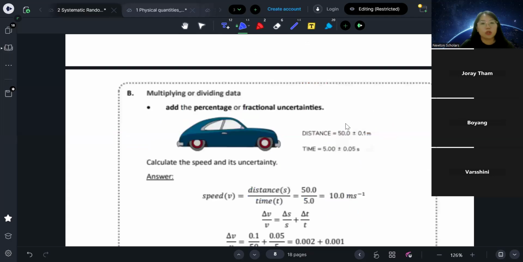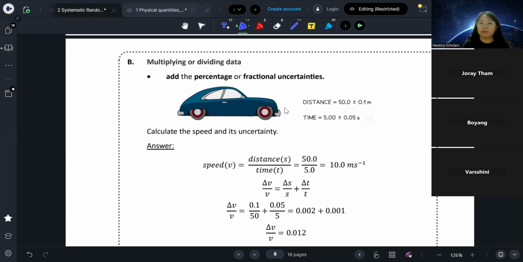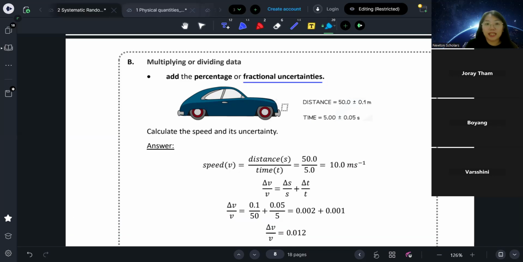Okay, next. Just now is the data we minus or we plus together, okay? But how about if the one is times or divide? For example, speed. Speed is distance divided by time. Then teacher, how we solve this? A little bit different. Right now, it's not straightly add the uncertainty. For me, I will always use the fraction. We add up the fraction, not add up the uncertainty. So we need to find the fraction.